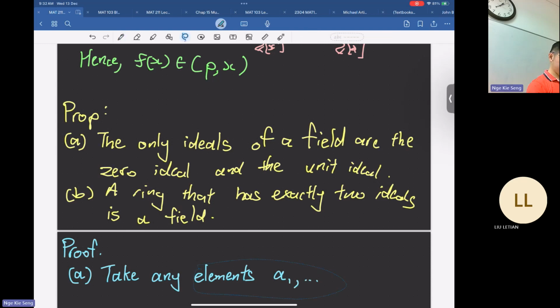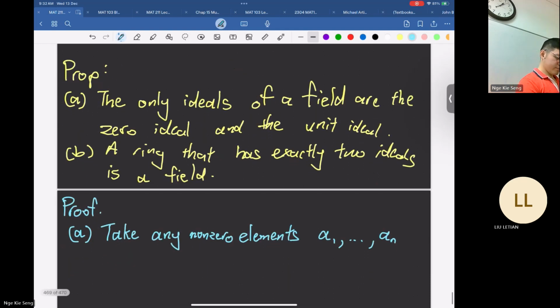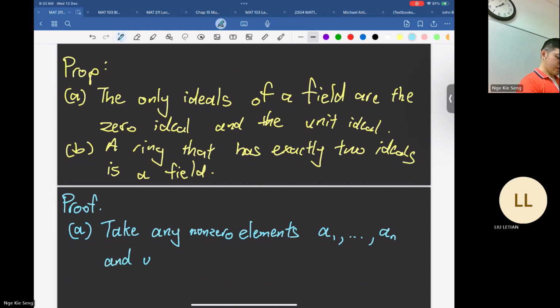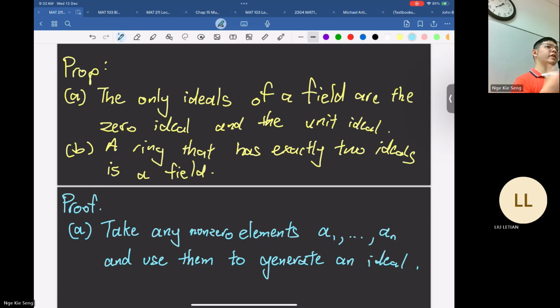It should be non-zero. Think about it. Take any non-zero elements, right? Use them to generate the ideal. Can you find one inside there or not? Can you find one?